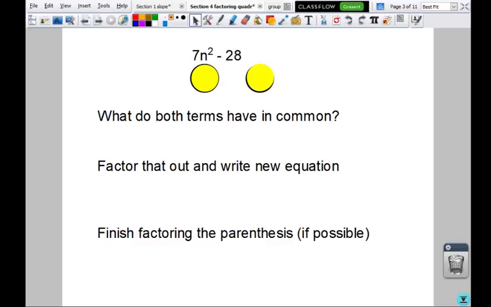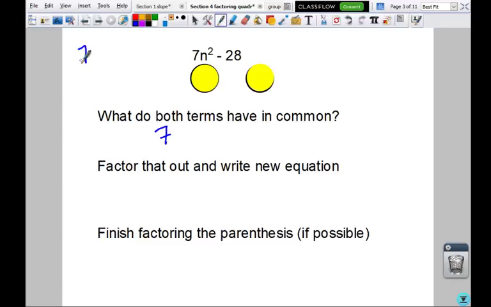Alright, so let's look at 7n squared minus 28. What do both of these have in common? Do they have a number that's in common? Yeah. 7, right? 7 goes into 7, 7 goes into 28. So we are going to factor out a 7. If you're not sure, maybe I can back up. If you're not sure, take each number and start dividing it by things, and stop when you don't get decimals.